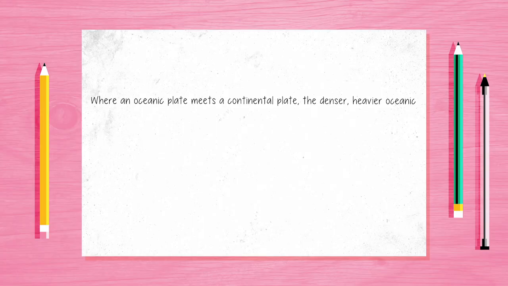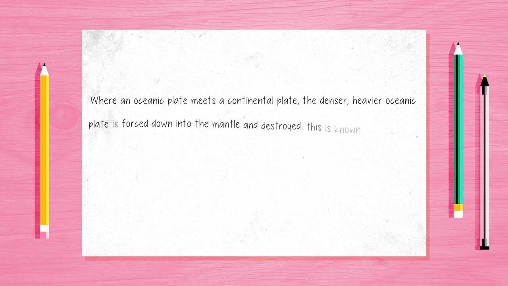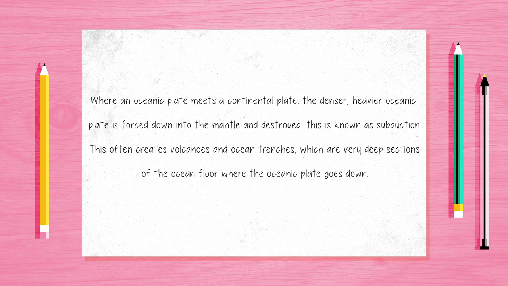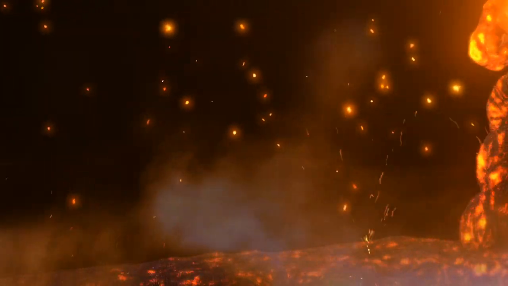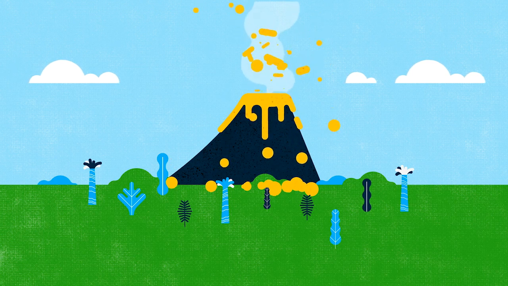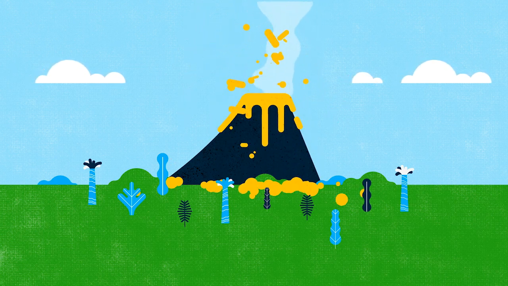Where an oceanic plate meets a continental plate, the denser, heavier oceanic plate is forced down into the mantle and destroyed. This is known as subduction. This often creates volcanoes and ocean trenches, which are very deep sections of the ocean floor where the oceanic plate goes down. When the plate sinks into the mantle, it melts to form magma. The pressure of this magma builds up beneath the Earth's surface, causing it to escape through weaknesses in the rock and rises up through a composite volcano. The volcanic eruptions are often violent, with lots of steam and gas and ash.